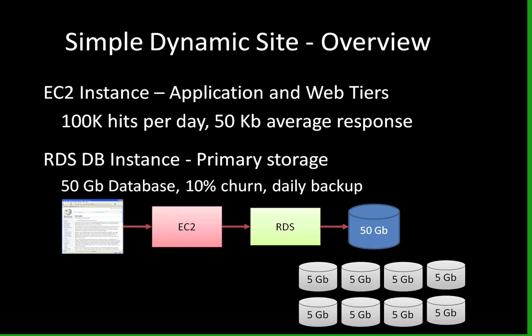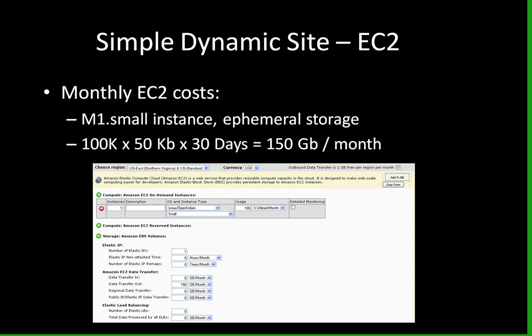So we're going to store 50 gigabytes of data, and because about 10% changes per day, we're going to expect that our snapshot backups are going to be on the order of about 5 gigabytes per day. So the first step is we're going to compute our EC2 costs, and we're going to be running this on an M1.small instance, and we're going to use the ephemeral storage, the storage that's local to the machine.